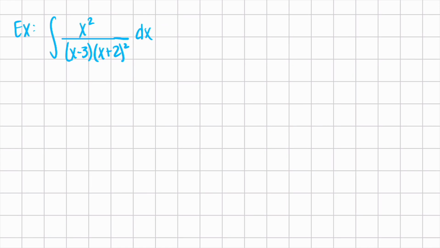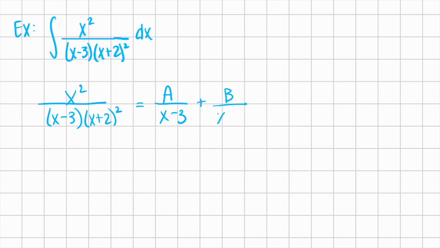All right, let's do one more example. For this one, again, I'm going to show my partial fraction decomposition below. This time, x plus 2 is repeated. So I'm going to have some A over x minus 3. And then just like we did before, I'm going to start with a constant over x plus 2 to the first power. And then I'm going to have another constant over x plus 2 to the second power.